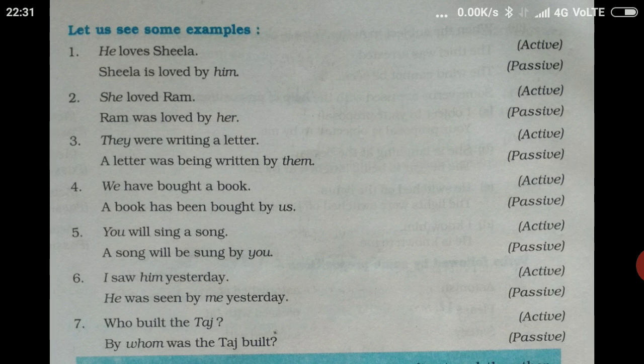Next, we have bought a book. So here a book has been bought by us. We का object us हो जाएगा, right? Next, you will sing a song. So here you will change. A song will be sung by you. Next, I saw him yesterday. Him will become subject. So him का subject he हो जाएगा. He was seen by me yesterday.